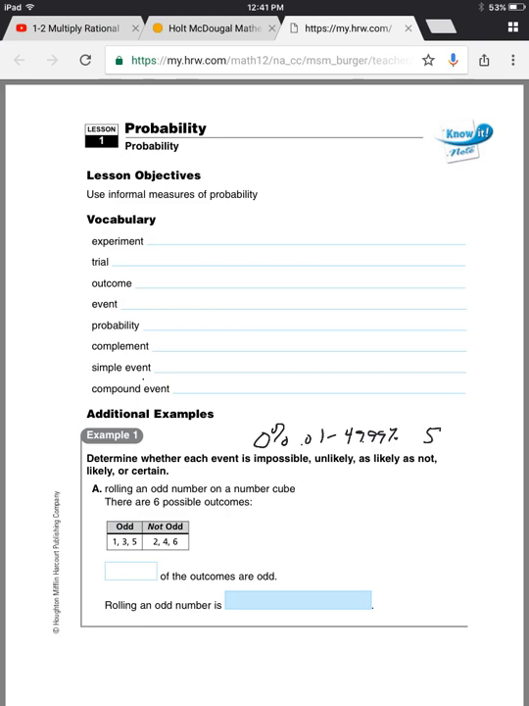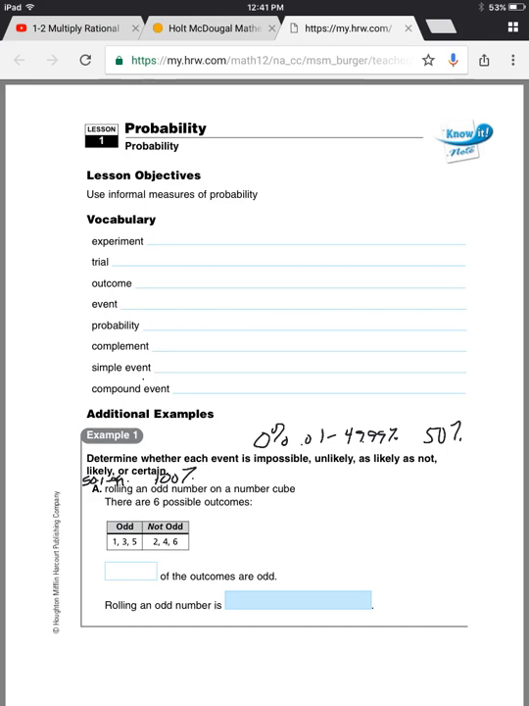As likely as not is exactly 50%. Likely is between 50.0000001, so we'll just put 0.1, to 99.9999999, and then certain is 100% certainty.